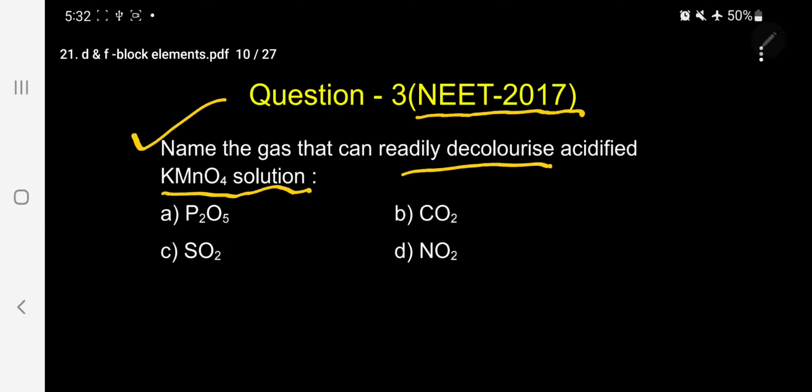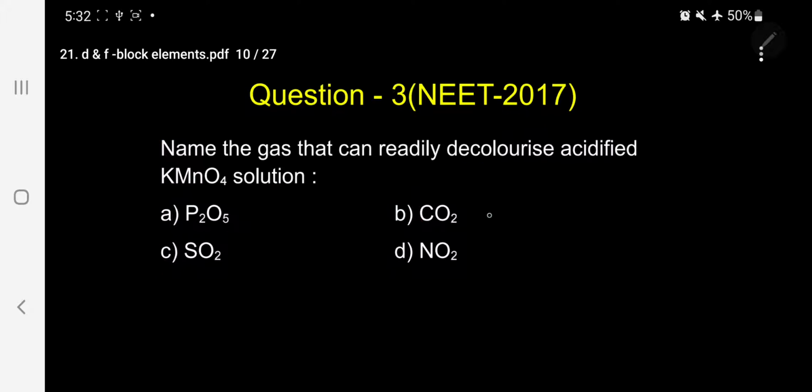Potassium permanganate also is a powerful oxidizing agent. Actually, it undergoes reduction to produce manganese sulfate in the case of dilute sulfuric acid, Mn2+. So the oxidation state is changing from +7 to +2. So the powerful oxidizing agent undergoes reduction. The question is, name the gas that can readily decolorize acidified potassium permanganate. Options: P2O5, CO2, SO2 and NO2. What is the correct answer?